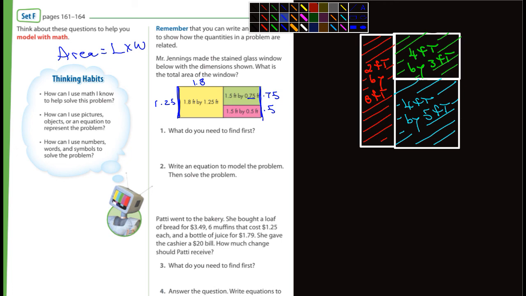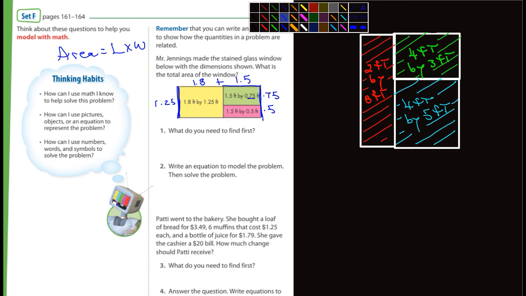Now we just need to figure out either the bottom or the top, either one, and then you could just multiply them. So if this is 1.8, this yellow, then this green part right here is going to be 1.5. That makes sense because this is also 1.5, which is listed right there. So you could add 1.5 plus 1.8 and then whatever that is, multiply it by 1.25. And then you're going to get the whole area.